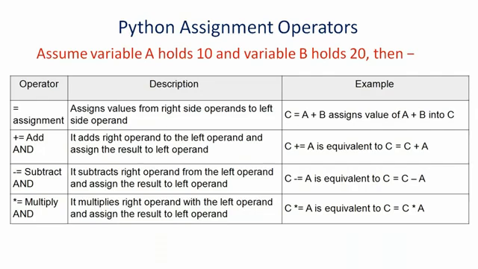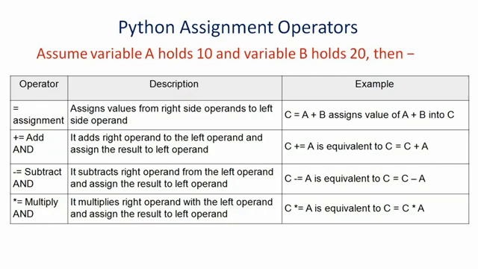Assignment operators. The first is the equal to. This is the main assignment operator. This assigns the value from the right side operand to the left side operands. Here, the value of A is 10 and B is 20. So, C is equal to A plus B will assign the value of A plus B to the C. That is, the value of C will become 30.